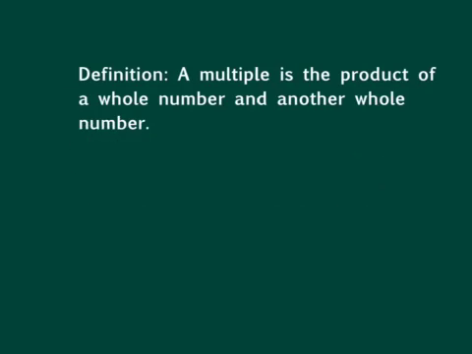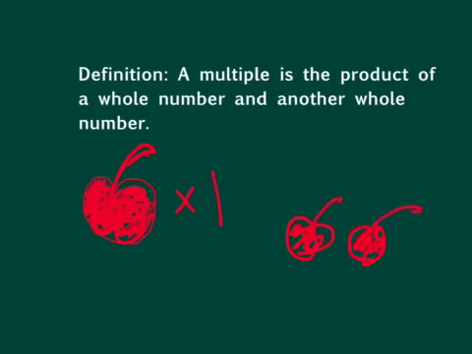Let's start with the definition. When you multiply a whole number by another whole number, including one, you get a multiple. Here's an example. I'm going to draw an apple. I know it doesn't look like multiple apples, but it kind of is, because it is times 1, or multiplied by 1. And here is another apple, and another one. And this is multiple apples. It's times 2, or multiplied by 2.